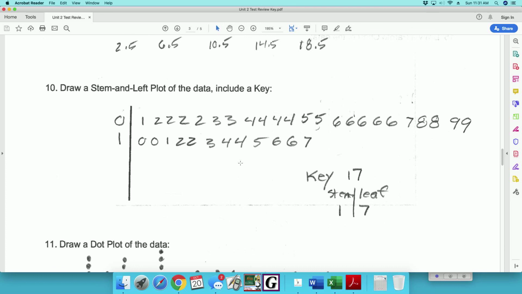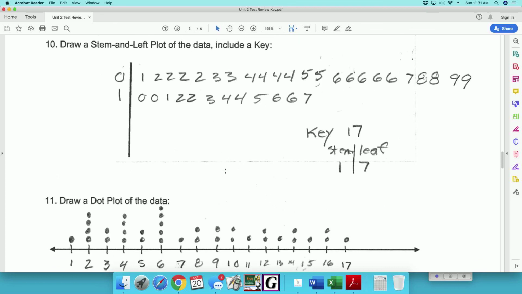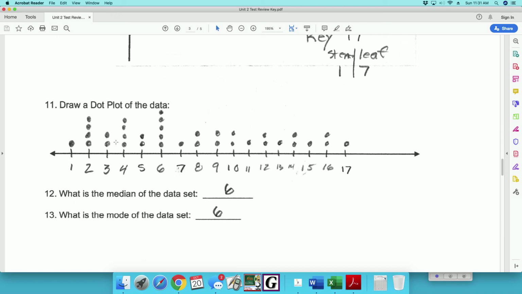Now you can use your rank ordered data for the next one. This is you draw a dot plot of the data. So you're going to do a number line between your min and your max, 1 through 17. Put a tick mark for every single data point, and then put a dot for how many times that data point occurred. Now notice this one, 6, is the most.